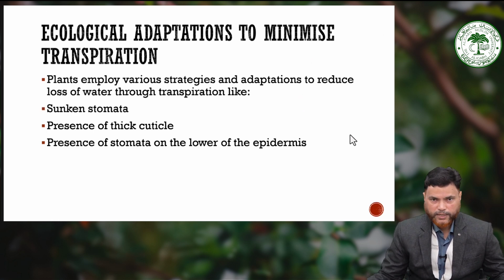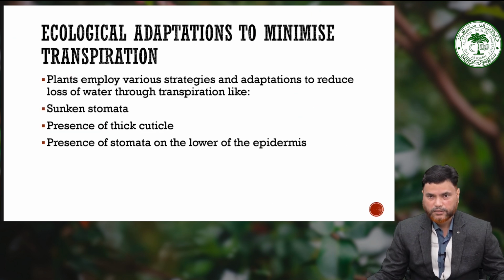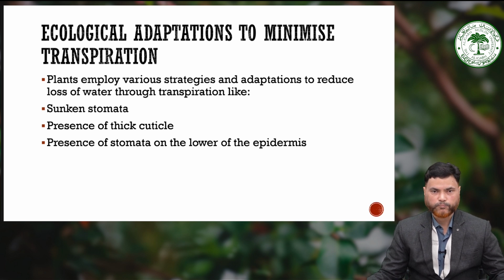Now, what are the ecological adaptations to minimize transpiration? The rate of transpiration could be controlled as per the growing condition of the plant. Therefore, plants employ various strategies and adaptations to reduce loss of water through transpiration. The presence of sunken stomata, thick cuticle, and presence of stomata on the lower side of the leaf epidermis are considered as strategies and adaptive mechanisms modified by the plants.